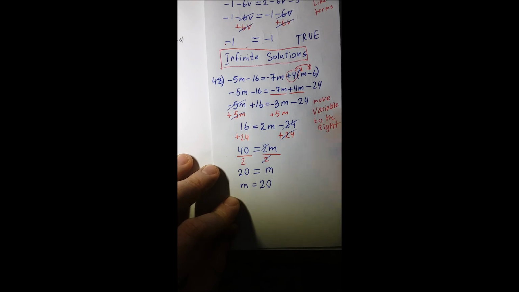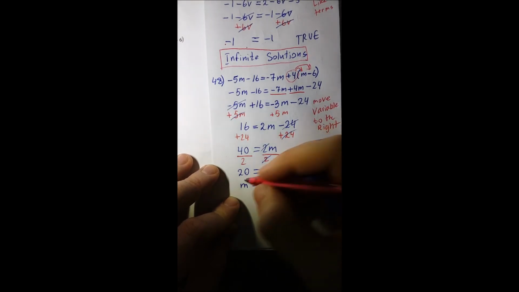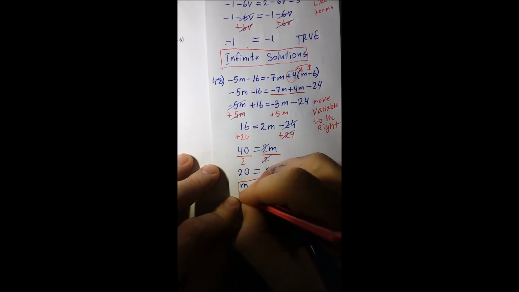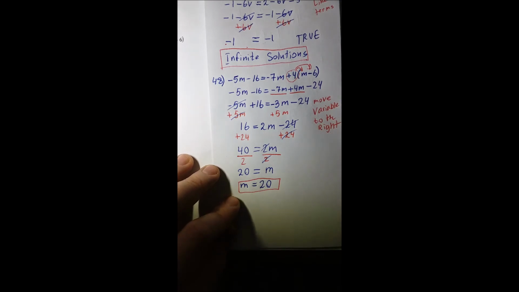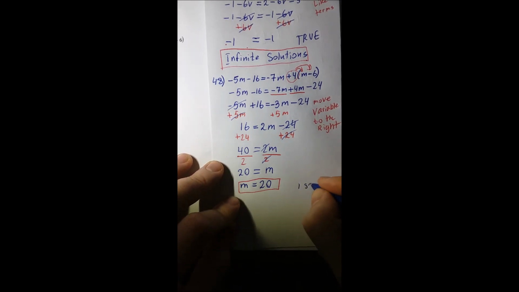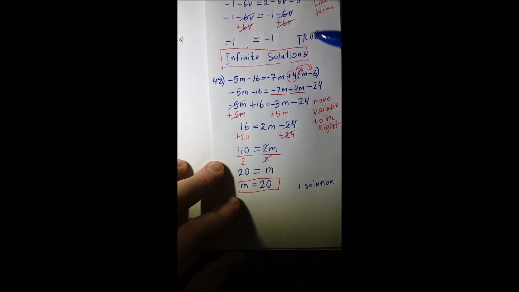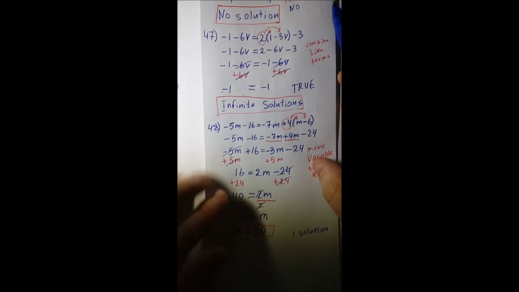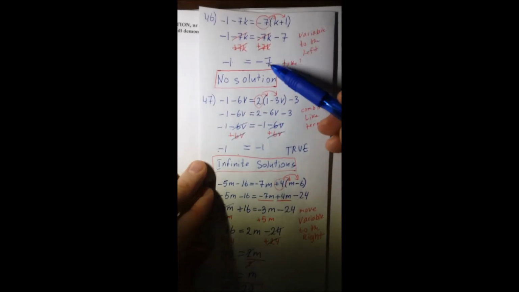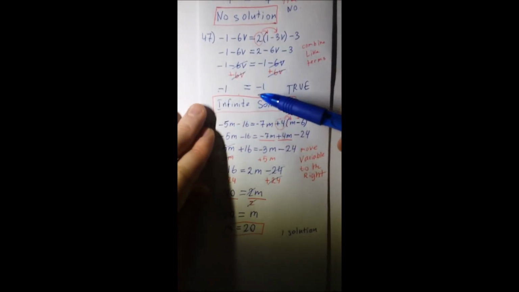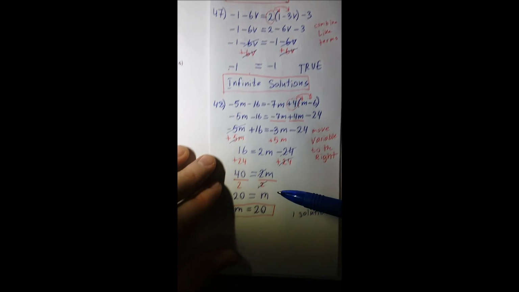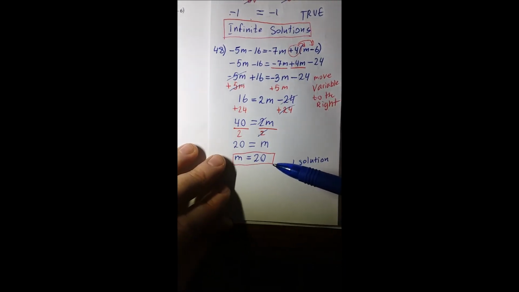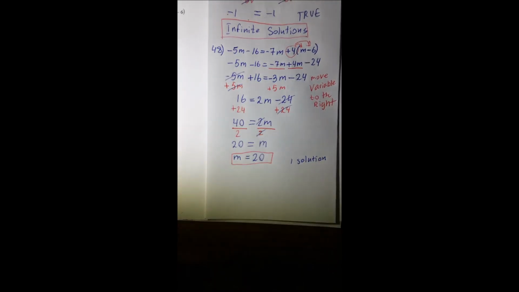That's how I want you to write down the answer. There you go. Box it out and check it out. Exactly one solution. So you go from example 46 with no solution to 47 with infinite solutions to 48 with exactly one solution.